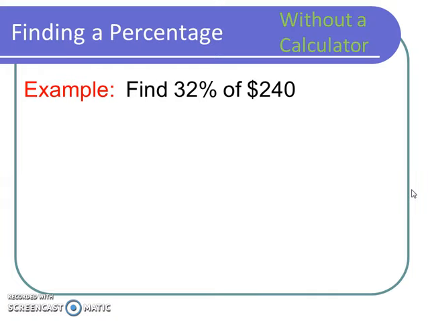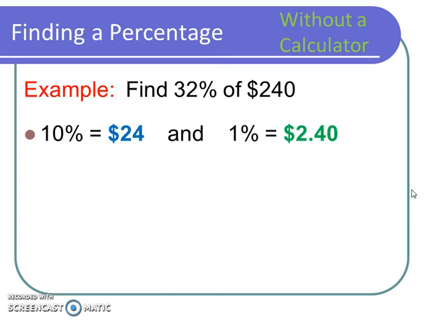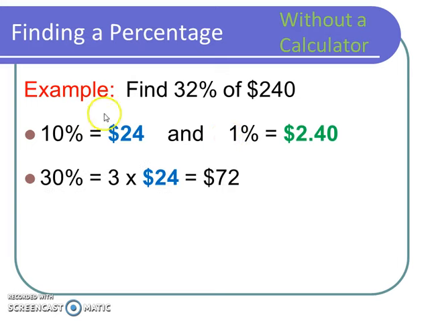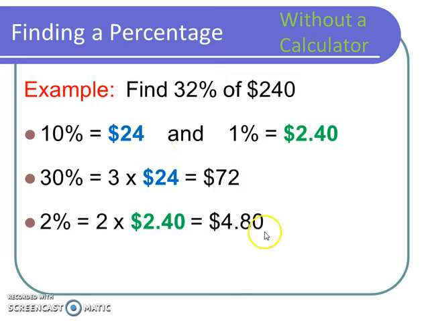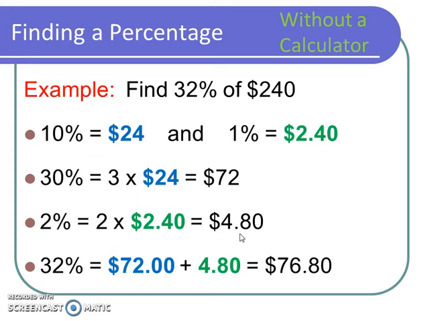If I was doing 32% of 240, I would find my 10% by dividing by 10. I could find my 1% by dividing by 100, so I'd be moving that decimal point over 2 places to get 2.4. When we're talking about money, that's $2.40. So for 32%, I need to multiply my 10% by 3 and my 1% by 2, and then add those results. So my 30%, 3 lots of 24 is 72. My 2%, 2 lots of $2.40 is $4.80. Add them together to get 32%. Add these together to get the amount. You can always check your questions on your calculator.